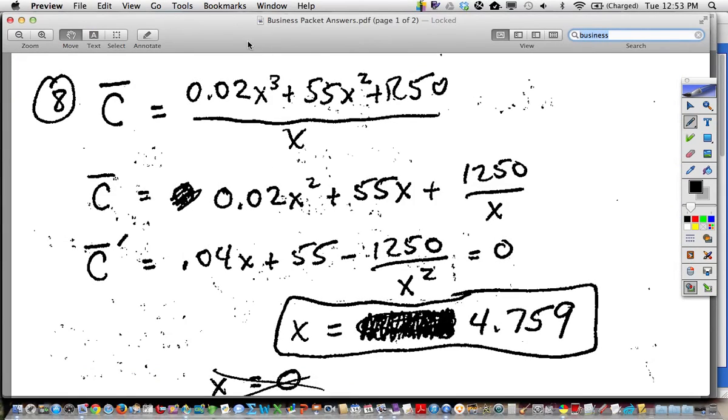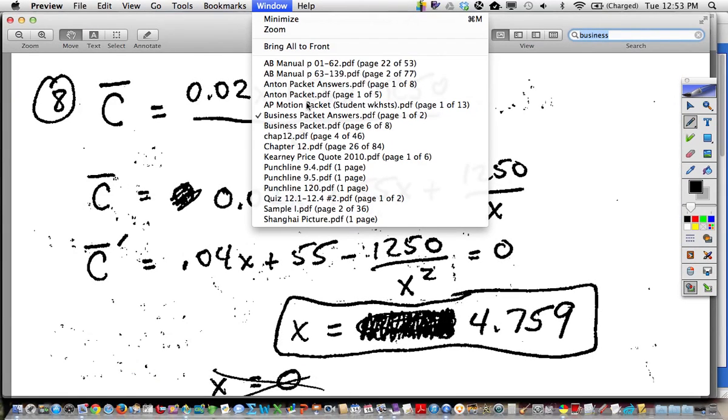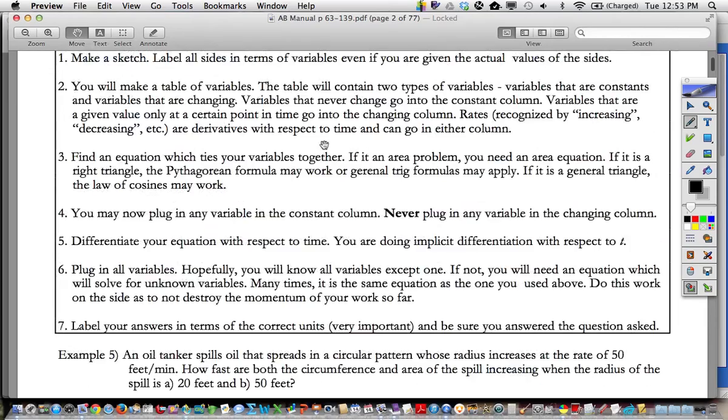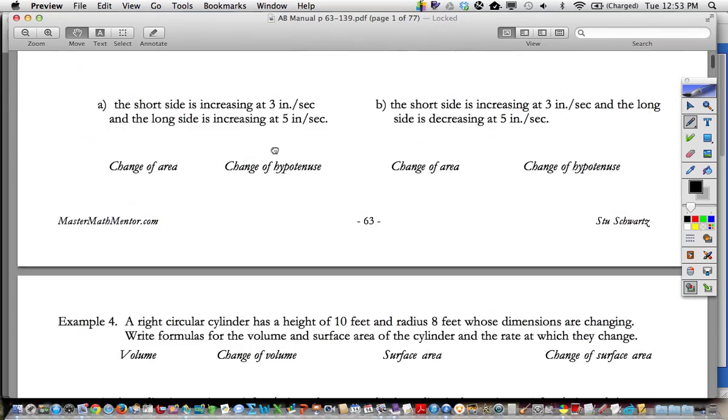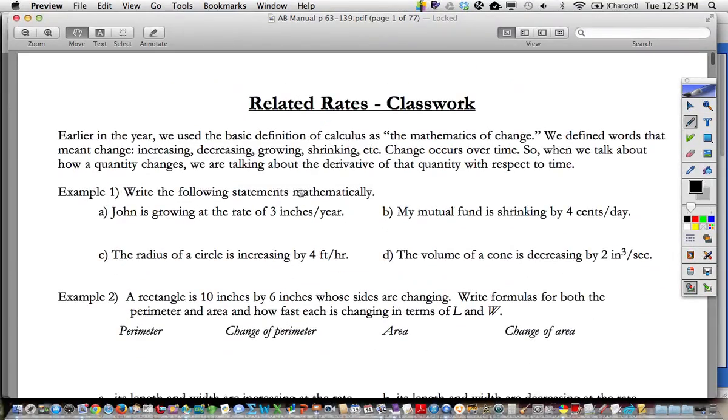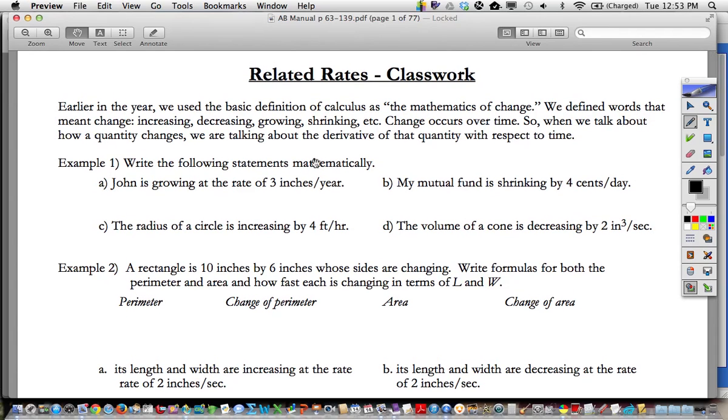Here's what we're going to talk about then. The new thing here is going to be this idea called related rates. This is section 4.5. So we did parametrics in 4.4. We did optimization in section 4.3, and now related rates in 4.5.